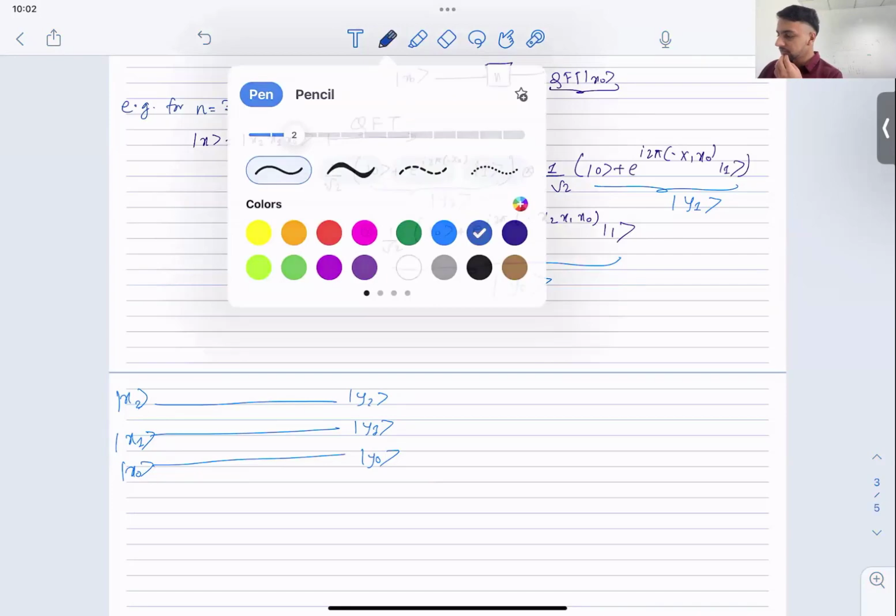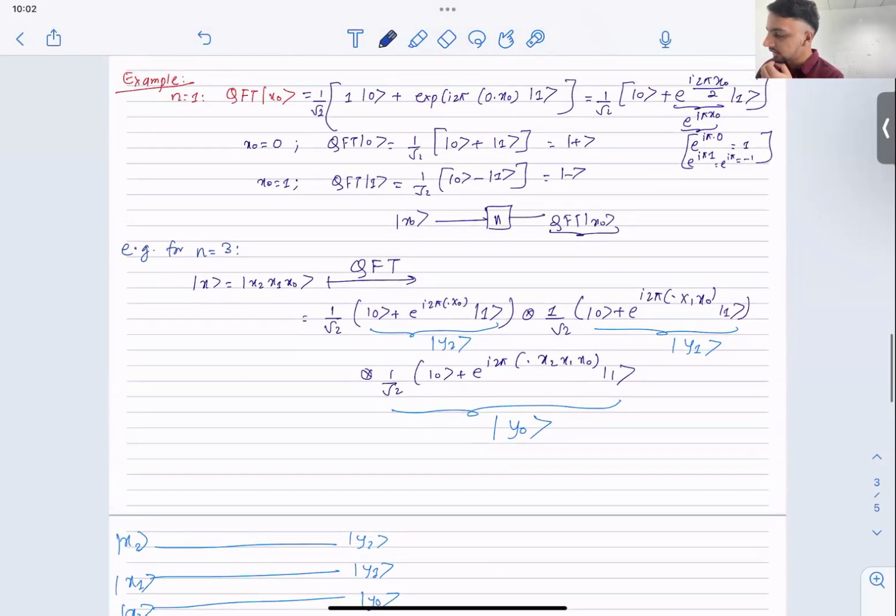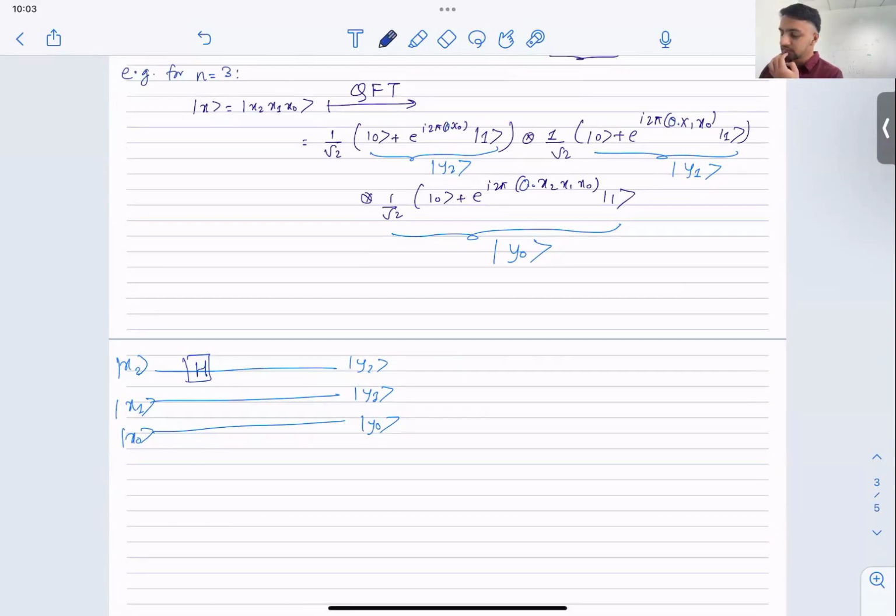So we realized that to get e to the i 2 pi dot x0, as we did here, okay, I'm missing 0 dot in the beginning. So let me just write that down. So to implement this thing, right, which we did here, we just needed to apply the Hadamard gate, right? So you just apply the Hadamard gate. And we're done with the first qubit.